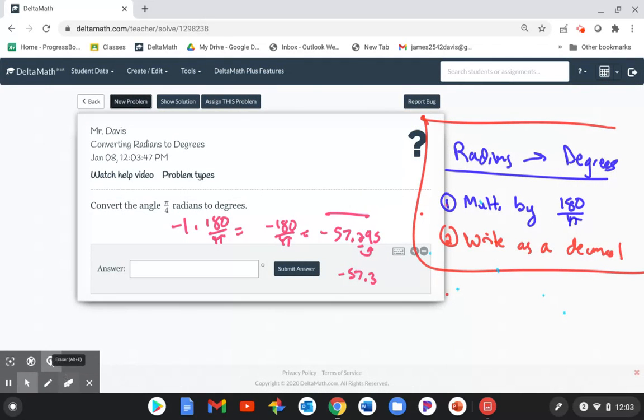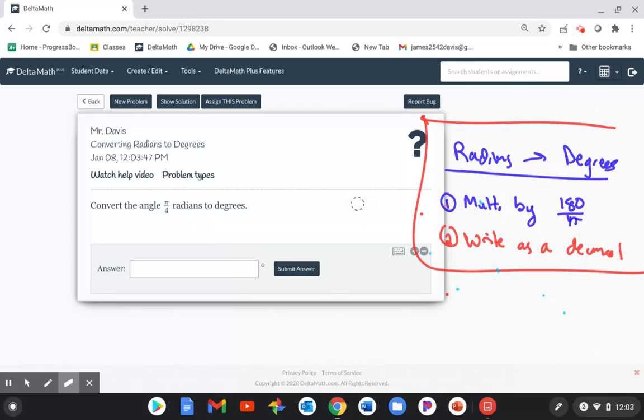Maybe let's just do one more here. You can do this one on your own with the pi there. Okay, so this answer, pi over 4 times 180 over pi. The pi's will wipe each other out. So we're left with just a 180 over 4. And that's actually just 45 degrees.